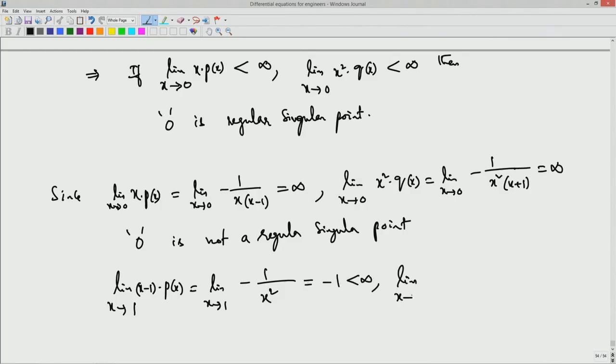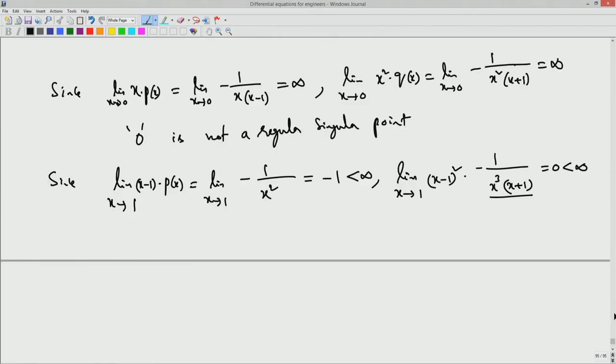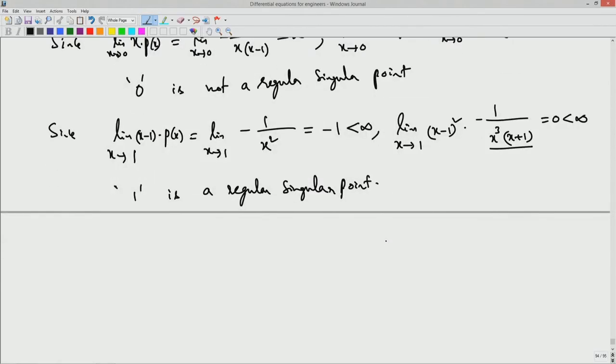And what is the other one? As x goes to 1, (x minus 1) squared times minus 1 by x cubed (x plus 1). This limit is actually 0, so that is finite. Since this is the case, plus 1 is a regular singular point. Okay, so this is how you classify.